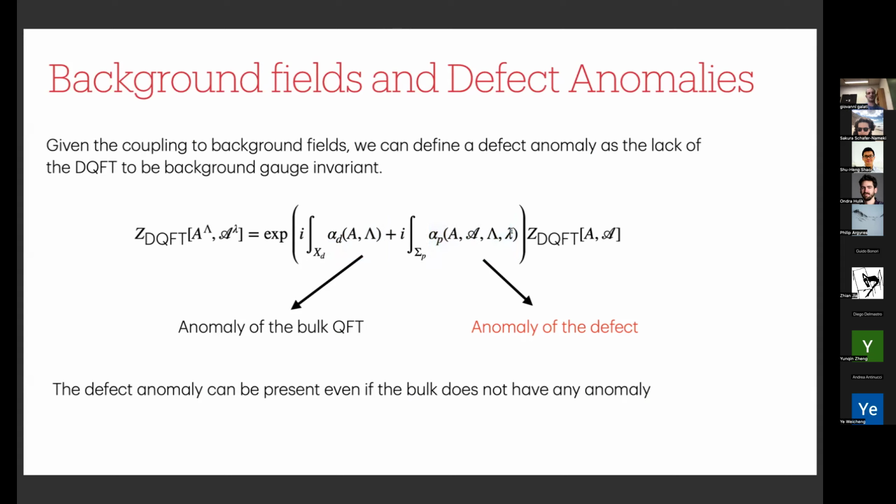So at least this will be a defect anomaly if this phase cannot be cancelled by redefining the coupling of the theory to the backgrounds, so by adding some counterterms. So what I want to stress is that the defect anomaly can be present even if this bulk anomaly alpha D is equal to 0. For this will be a defect anomaly without a bulk anomaly, is an intrinsic notion of the anomaly of the defect.